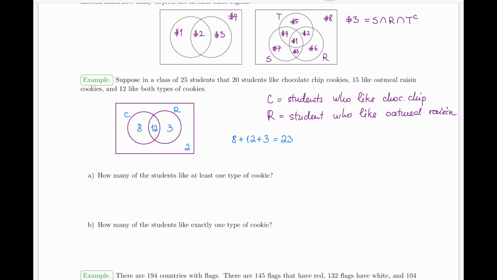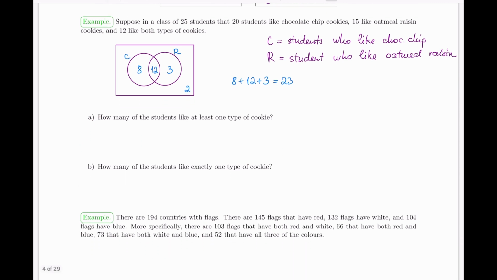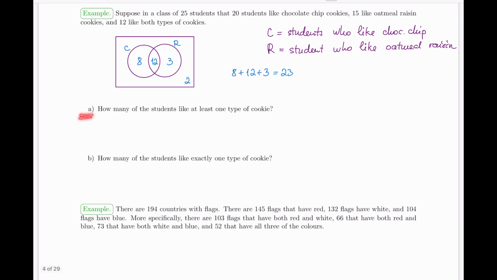With this information, I can already start counting all kinds of different things. So for example, this first part asks, how many of the students like at least one type of cookie? At least one means they like chocolate chip or oatmeal raisin, or maybe both. At least means I'm looking for the union, the number of elements in the union of C and R. Again, remember that I can denote the number of elements by n, or I can denote it by simply the vertical bars, whichever one you prefer.